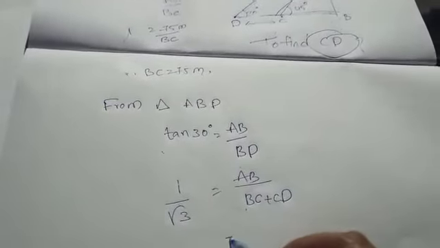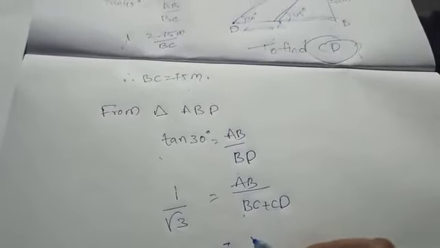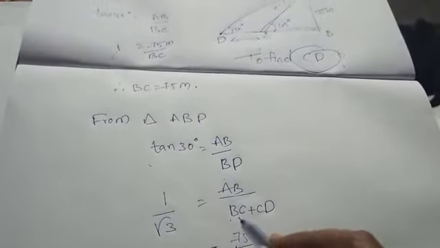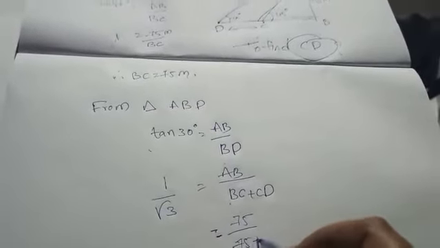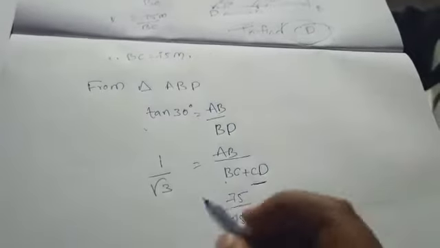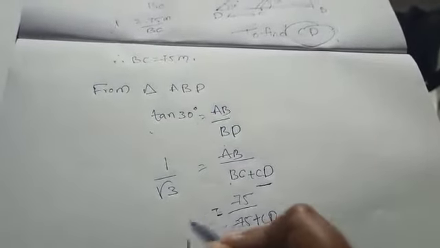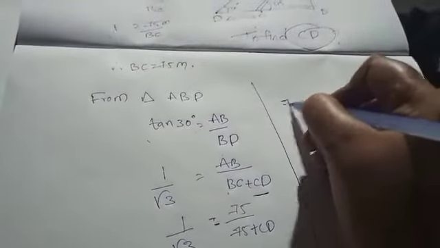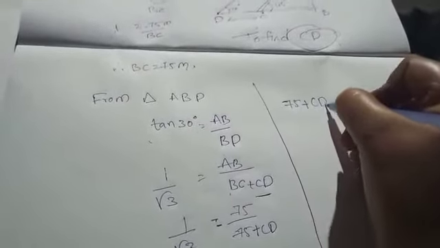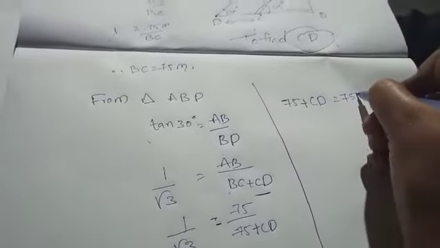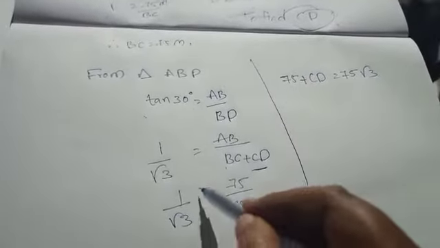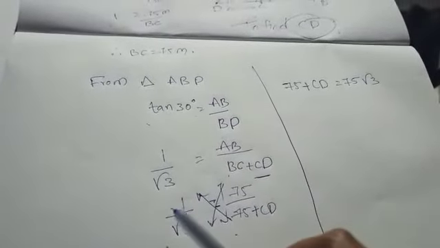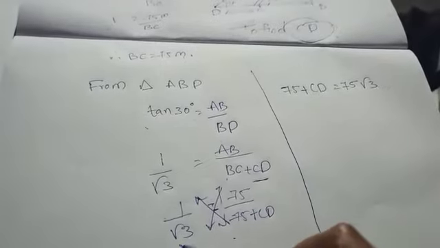So 1 by root 3 equals, we know AB equals 75 meters, BC equals 75, we don't know CD, so 75 by 75 plus CD. Cross multiplication: 75 plus CD equals 75 into root 3.